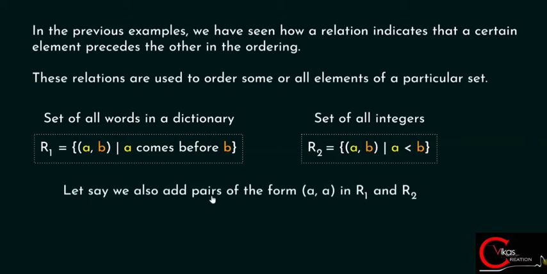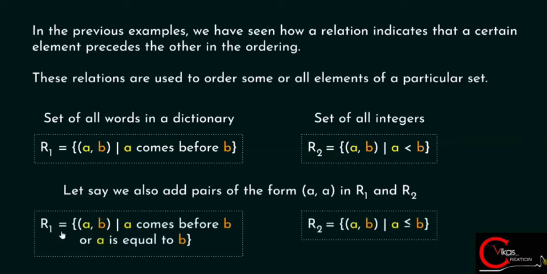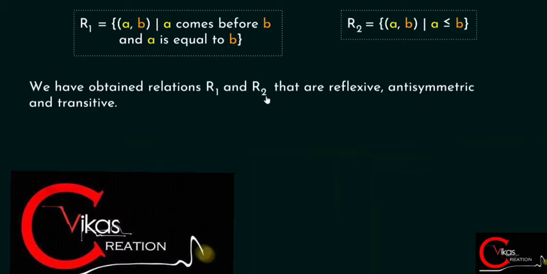Now let's say we also add pairs of the form (A, A) in R1 and R2. Currently, there are no such pairs possible in these two relations. But let's say we add all the pairs of the form (A, A) in R1 and R2. And the relation so obtained will look like this. R1 must consist of all ordered pairs (A, B) such that A comes before B or A is equal to B. And R2 must consist of all ordered pairs (A, B) such that A is less than or equal to B. We have obtained relations R1 and R2 that are reflexive, antisymmetric, and transitive.